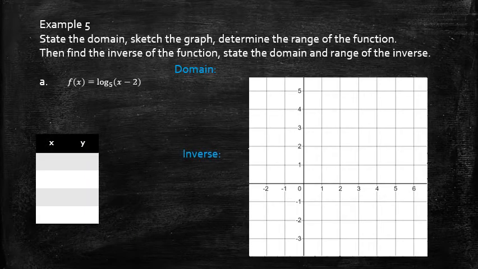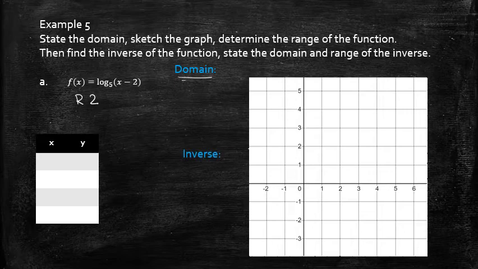Okay, example 5. Same idea, we're going to state the domain, sketch the graph, and then determine the range, but now we also want to find the inverse of the function, and we'll state the domain and range of the inverse function. All right, so f of x is equal to log base 5 of (x minus 2). We actually just did y equals log base 5 of x, so if you want to graph these by transformation, you're more than welcome to. This x minus 2 would move our graph to the right 2 units.